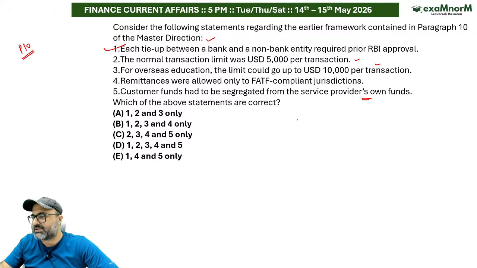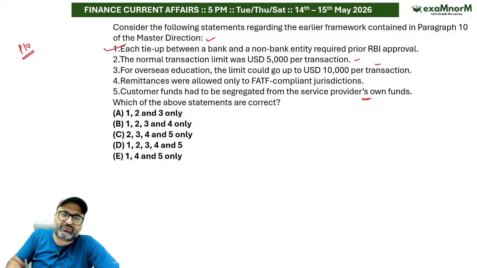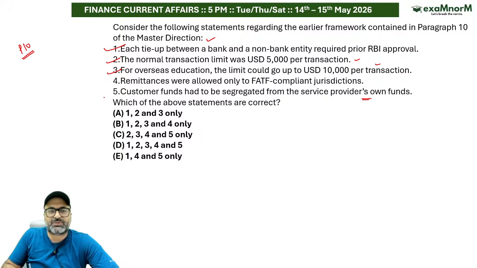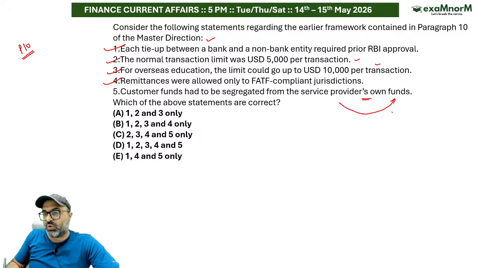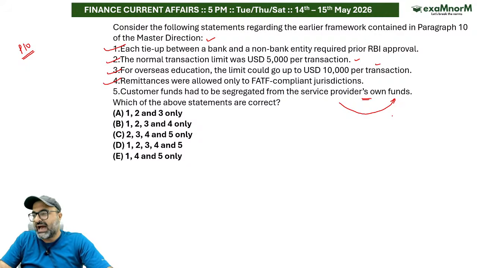So if I talk about the answer of this question, according to our old framework, the first statement is correct. The normal transaction limit was 5,000, correct. For overseas transactions the limit could go up to $10,000 per transaction for education, that is correct. Remittance was allowed only and only to FATF, that is correct. Customer funds had to be segregated from service providers' own funds. What is this? Sir, remittance was restricted to FATF compliant countries, that is true, but the customer funds had to be kept separate from the platform's operational funds.